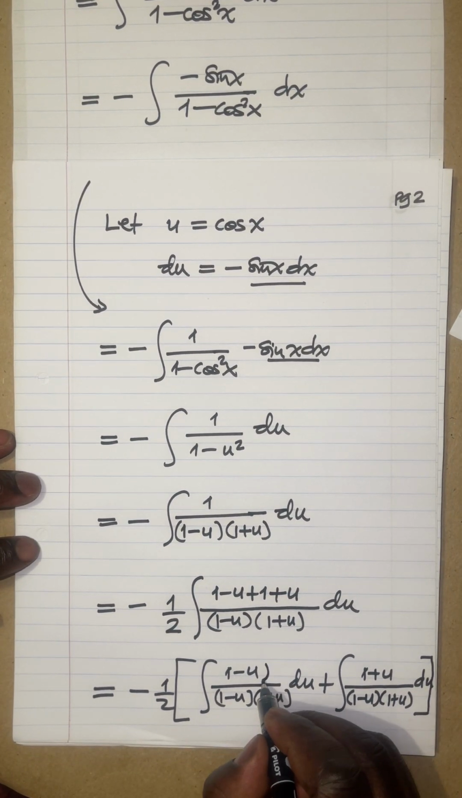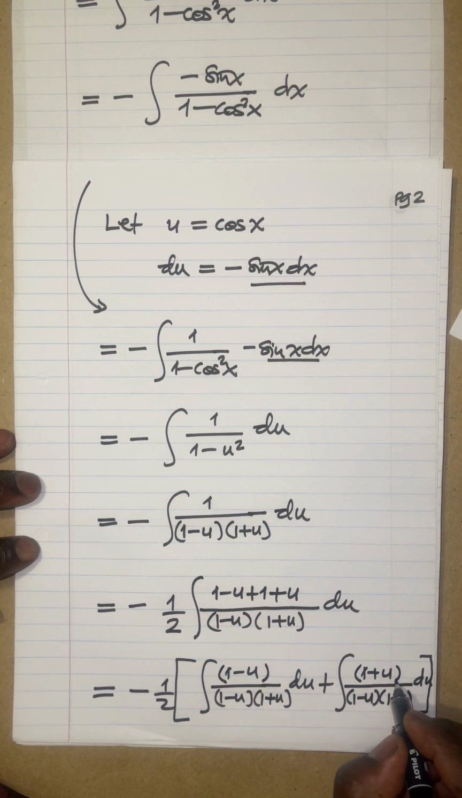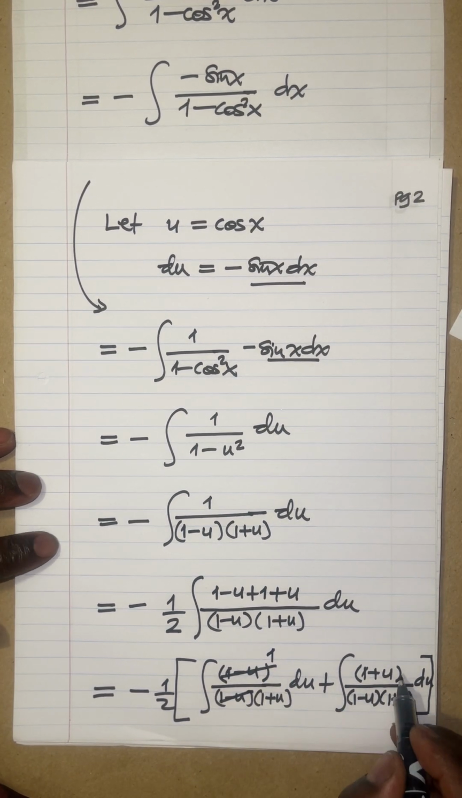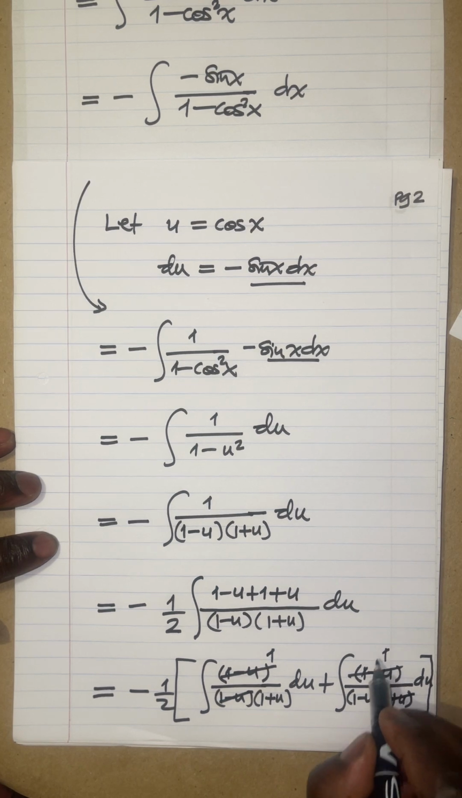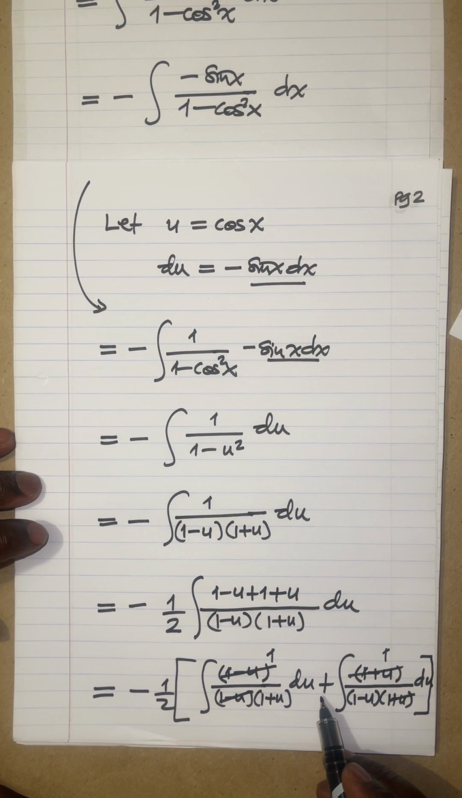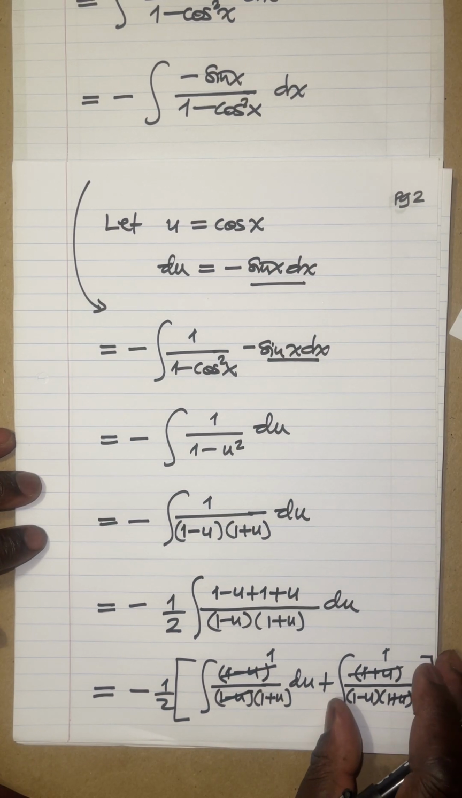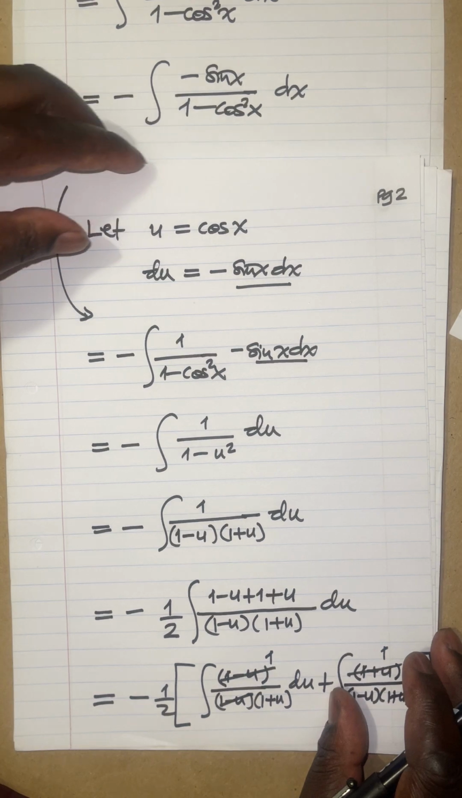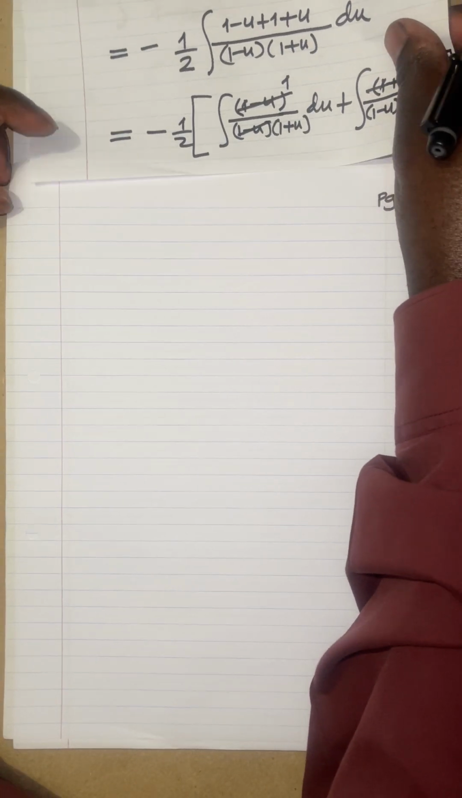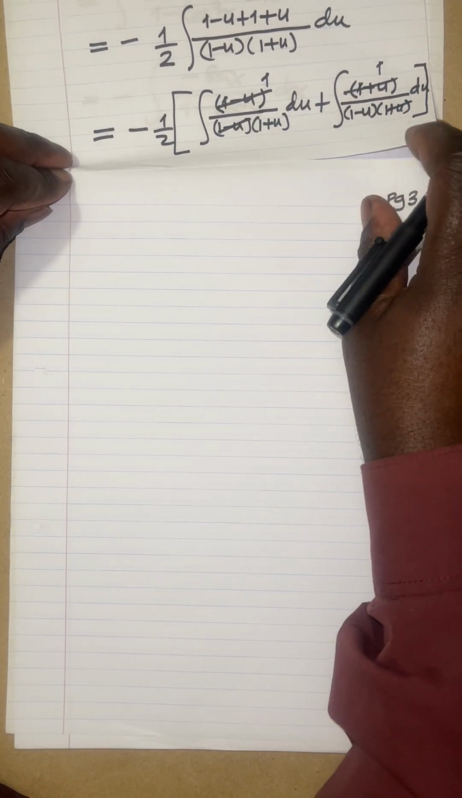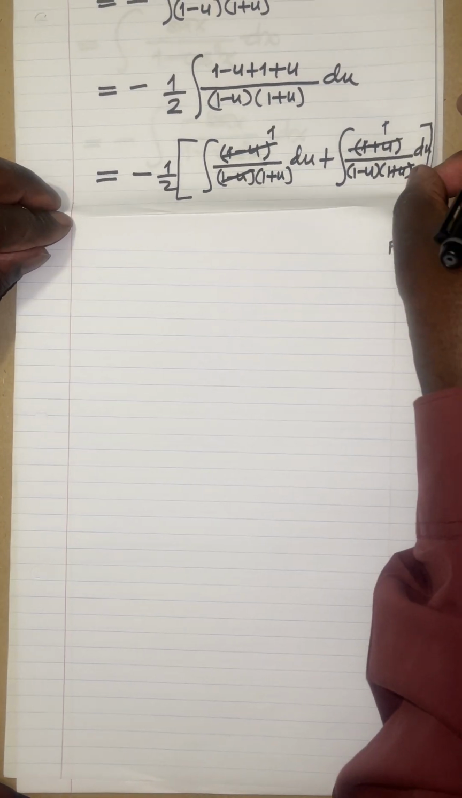These cancel. Let me put this in brackets and that one also in brackets. You can see that cancels that, so you have 1 there. And that cancels that, so you have 1 there. So I'm going to have 1 over u, 1 plus u. And then here I'm going to have 1 over 1 minus u. Right. So taking it to page number 3, what we have now is the following. Let me move this one down again. Yeah, that should be fine.